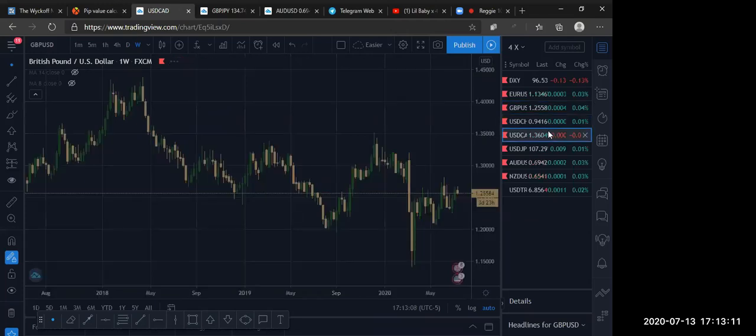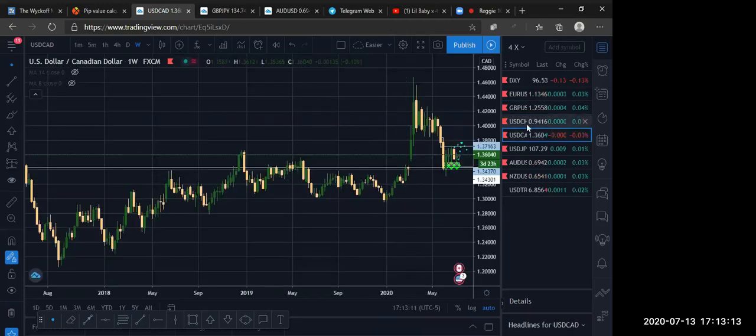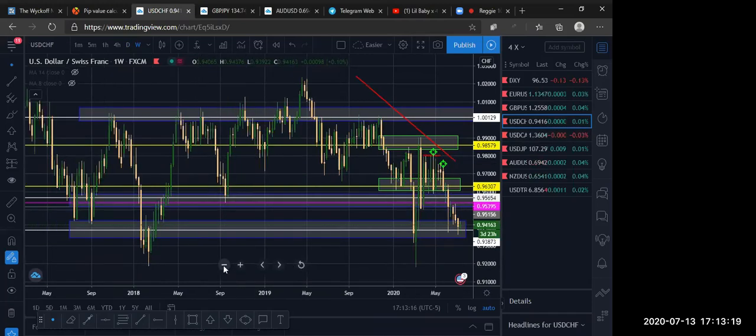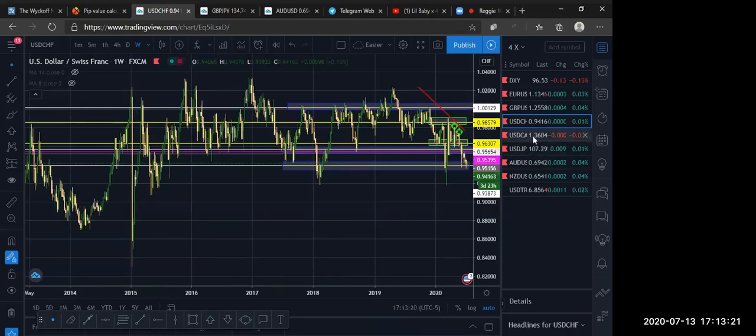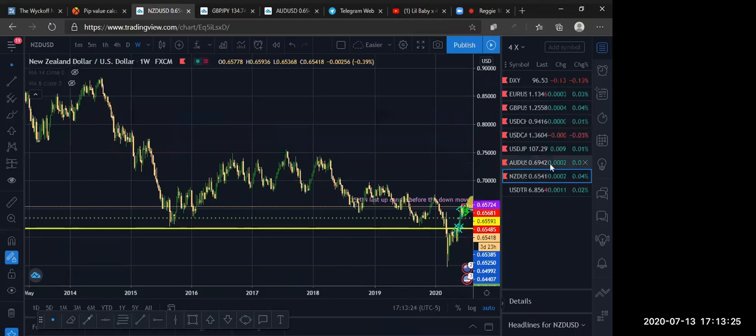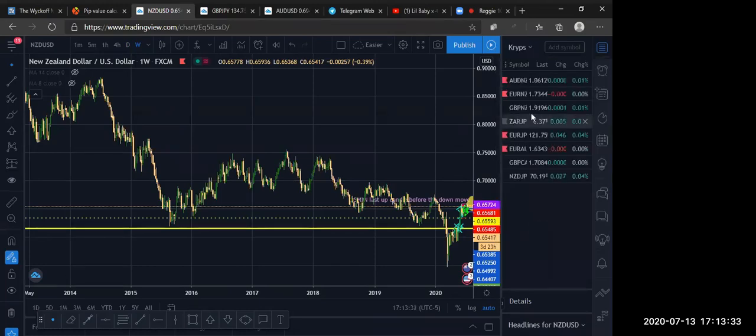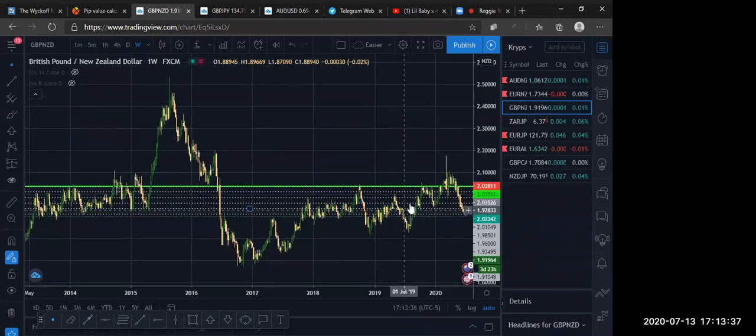Let me see, USD CAD, UCHF. See, UCHF, I did it a little bit. It's kind of choppy. It's really hard to tell, especially for a new eye. Matter of fact, NU is fine. I can do it on NU. Nah, I can't do it on NU. I'm full. Whew, I got a lot of charts. Oh, GN.